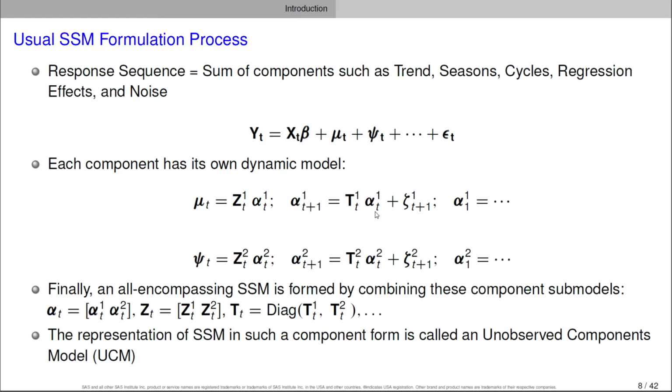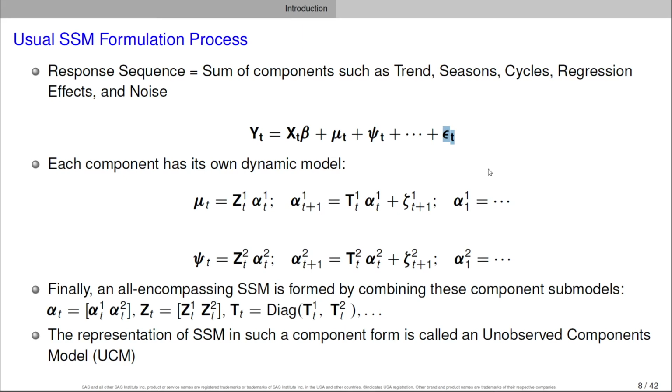In effect, one starts by postulating that the response sequence y_t is a sum of some well-chosen components such as, say, trend mu_t, season psi_t, some cycles, regression effects x_t beta, and noise epsilon_t. Although not obvious at first, this model equation is in fact an observation equation of an SSM.